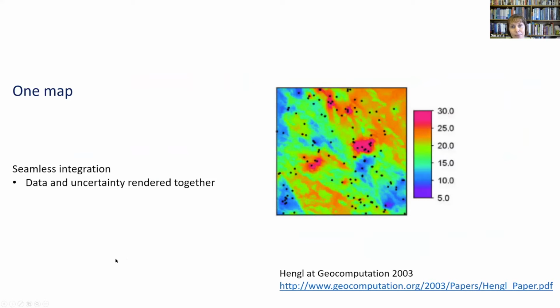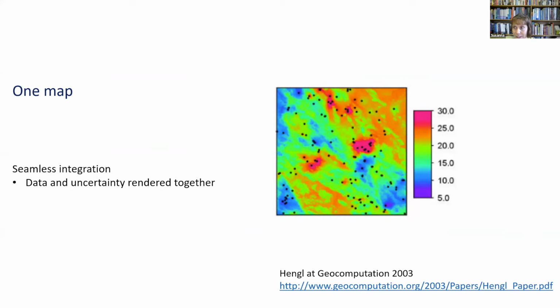Now, when it comes to seamless integration, which is the third option, it most commonly uses color saturation. So this figure shows topsoil depth. The black dots indicate measurement locations. The rest of it is interpolated. So this particular map is how it would usually be represented. It just shows the estimate values.